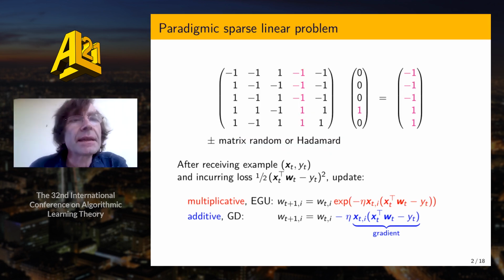Okay, here is our paradigmatic sparse linear problem. You have a matrix, the rows are the instances, and one of the features is the target. So here's the fourth feature, third example, and the -1 is the label, right? So I'm picking out, with a linear unit weight vector, one of the features. Here's an example: square loss, additive update just subtracts the gradient of the square loss, multiplicative update puts those in the exponent.